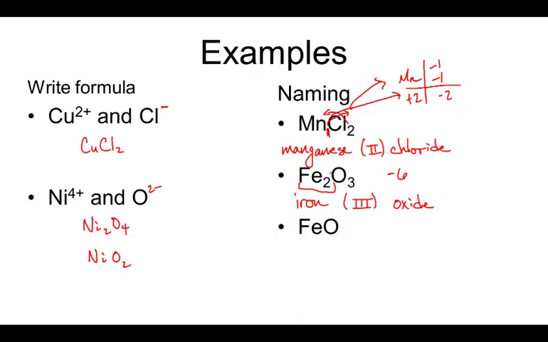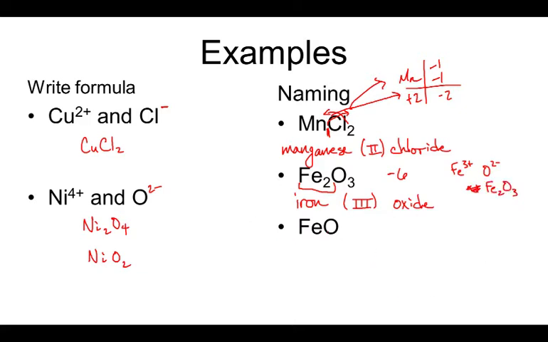Okay, now we can double check ourselves by seeing if that works. We could say, okay, we have Fe3 plus and O2 minus. Will I get Fe2O3? All right. Well, you could do the crisscross, and you'll end up with Fe2O3.